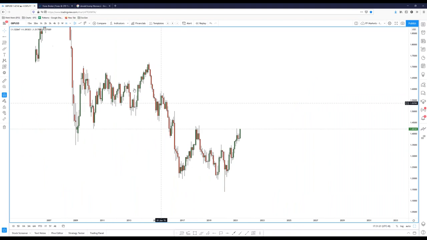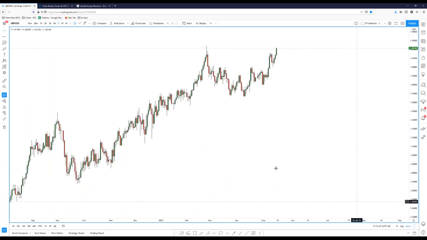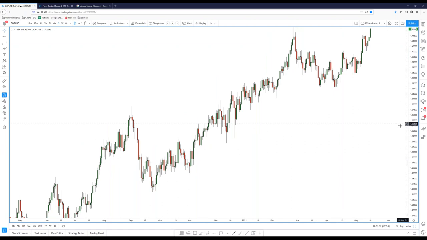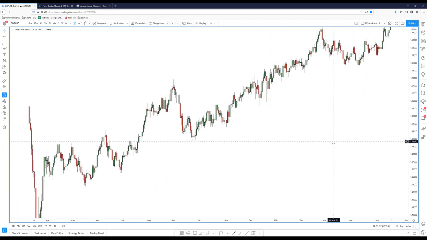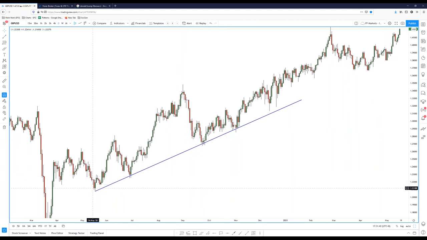Okay, so I need to look for something with a nice trend line. I think a nice trend line would be something, let's see, on the pound dollar, on the daily. Yeah, maybe this is a pretty nice trend line. I'm going to draw a trend line, maybe from this swing low. See so many touches. So this trend line is pretty nice.